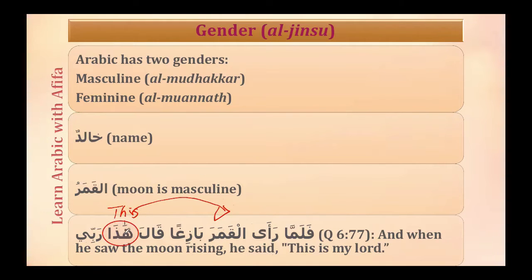But what I want to point out here is hadhihi has not been used. If it was hadhihi, then it would be feminine. So this is a clue to you that this word, al-qamar, is masculine. That's why hada has been used and not hadhihi, which would have indicated that this word is feminine. So this is just one way we can identify in the Quran when we are looking at a masculine word. So al-qamar is masculine.